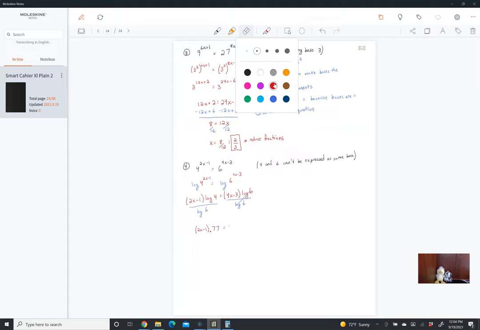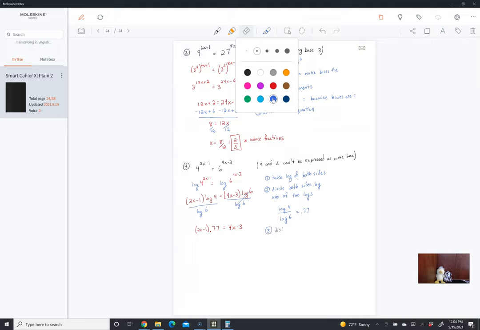Okay. Is equal to 4x minus 3. 0.77 is log 4 over log 6. So let's just quickly summarize what we've done so far. We took the log of both sides. Divide both sides by one of the logs. And we found that log 4 over log 6 is equal to 0.77.